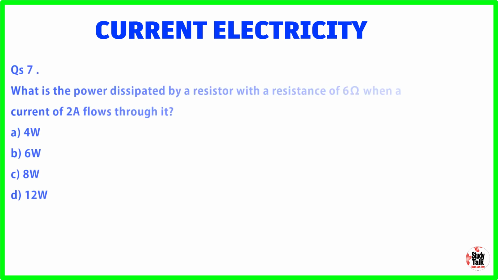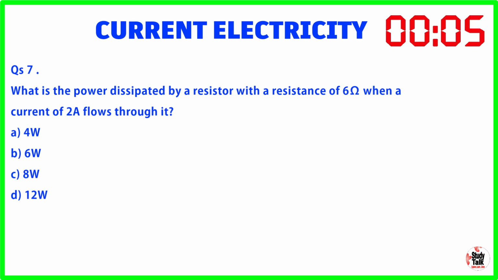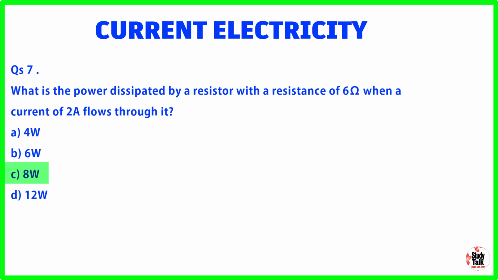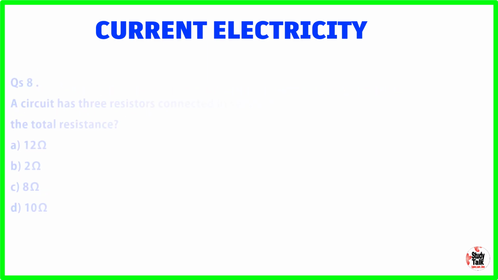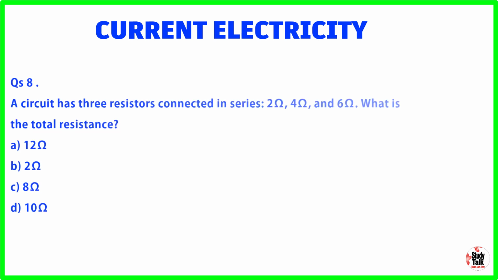What is the power dissipated by a resistor with a resistance of 6 ohm when a current of 2 ampere flows through it? 8 watt. A circuit has 3 resistors connected in series: 2 ohms, 4 ohms and 6 ohms. What is the total resistance? 12 ohms.